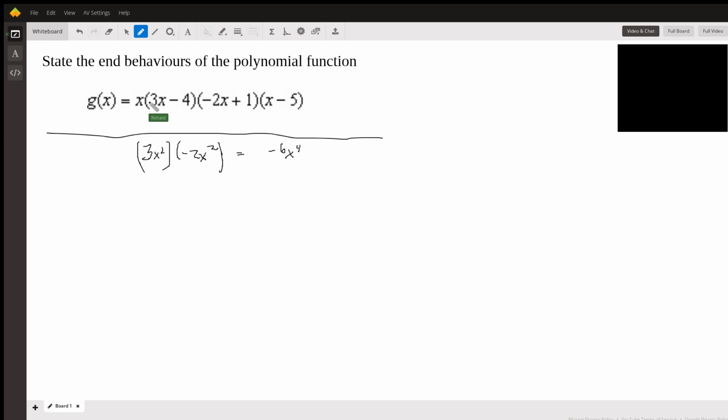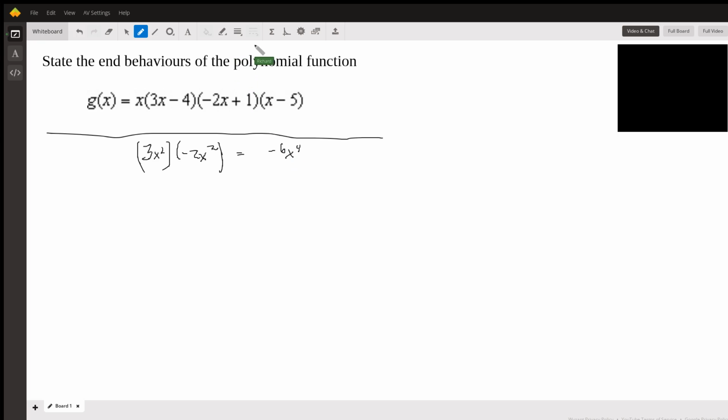So let me just run through that again. X times 3x is 3x squared. Negative 2x times x is negative 2x squared. You multiply those two, and you get negative 6x to the fourth. So we know that the degree is 4, and the leading coefficient is negative.